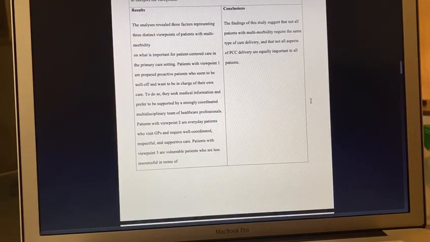In conclusion, the findings of this study suggest that not all patients with multimorbidity require the same type of care delivery, and that not all aspects of PCC delivery are equally important to all patients. And that is my article review.